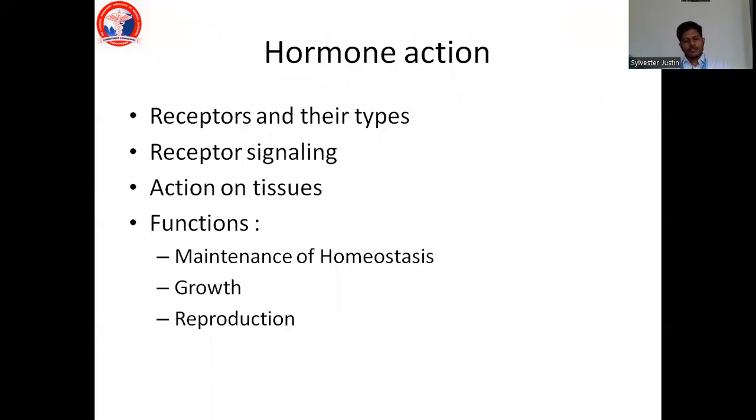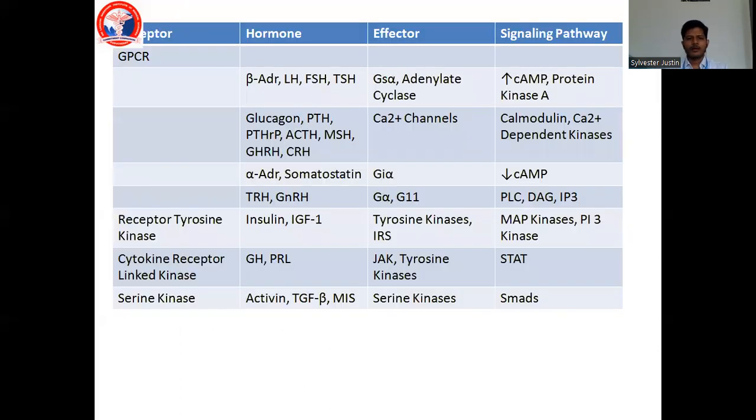Coming to hormone actions, here we will learn about the receptors and their types, and further downstream signaling from the receptor. We'll learn about action on the tissues, and we'll finally learn about the functions of the hormone, which as I said earlier, is maintenance of homeostasis, growth, and reproduction. So it's important for life, for the well-being of the individual as well as for the propagation of the species. So coming to the receptor types, G protein coupled receptors.